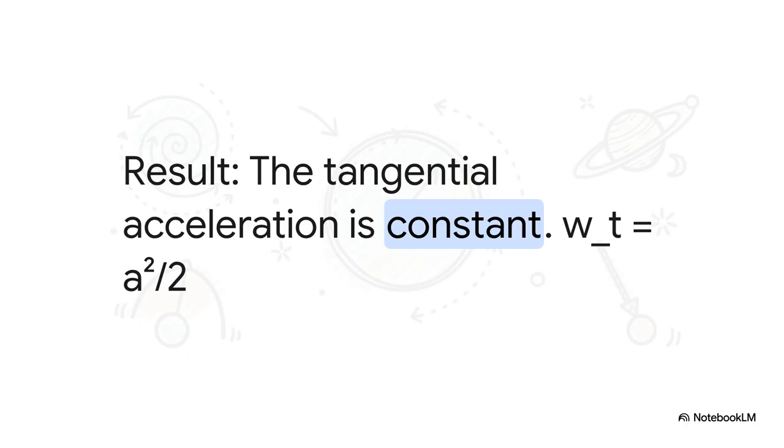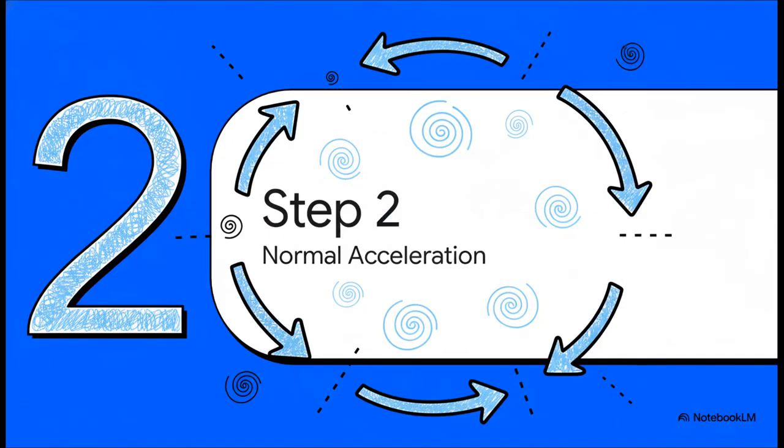It's just a squared over 2. It doesn't change at all as the particle moves. That's a very clean, very neat result. Okay, one component down, one to go. We're halfway there. Now let's switch gears and calculate the normal acceleration.